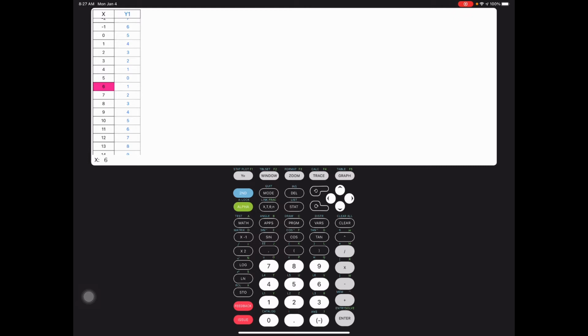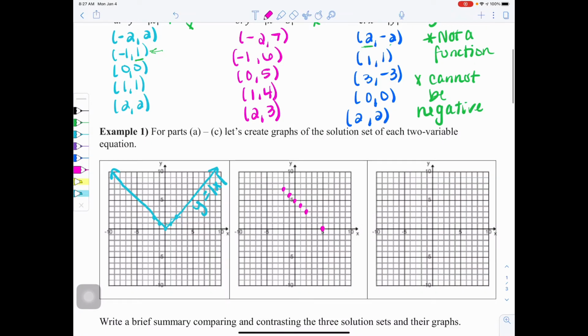So we need to make sure we get down to (5, 0) and then pop back up to (6, 1). So here's (5, 0), here's (6, 1). So now we know we're going to connect these to make that side of the V and this side to make that side of the V. And then we'll label it y equals the absolute value of x minus 5.